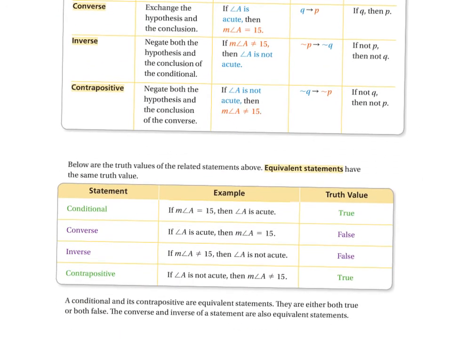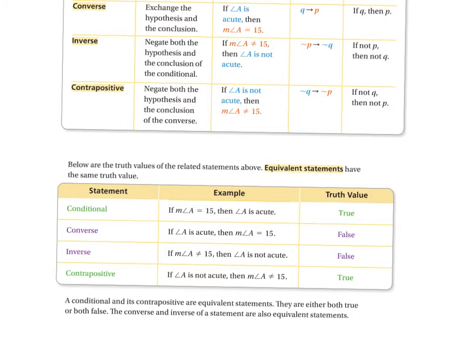Okay, so here are some truth values of the related statements above. Equivalent statements have the same truth value. So a conditional, if the measure of angle A is 15, then angle A is acute. Well, that's true. Okay, the converse, so switch them. If angle A is acute, then the measure of angle A is 15. Well, that's not always true. You can have an acute angle that's not 15, so that would be false.